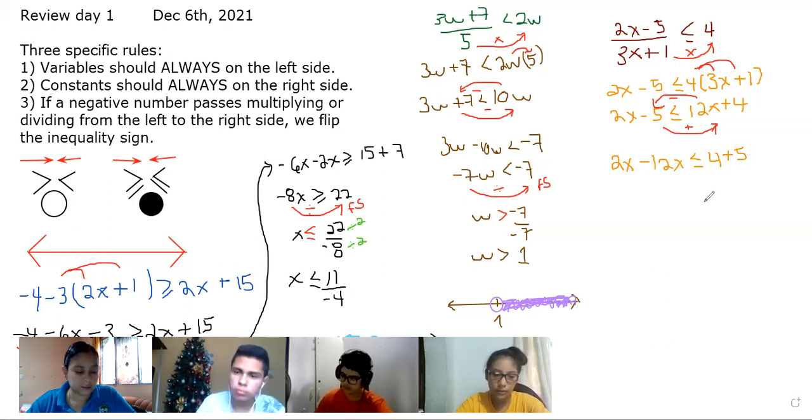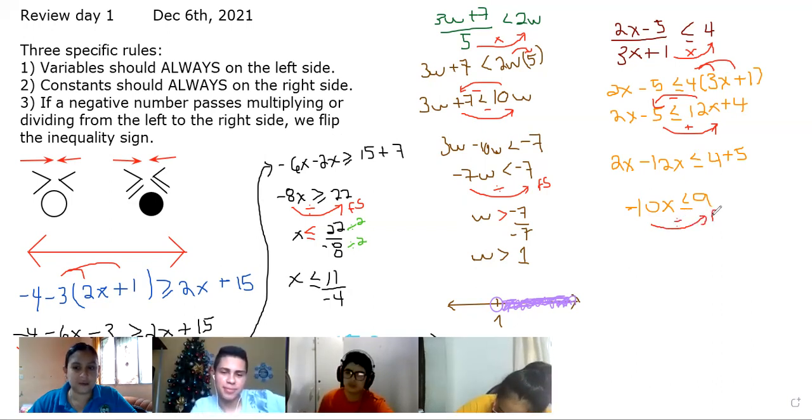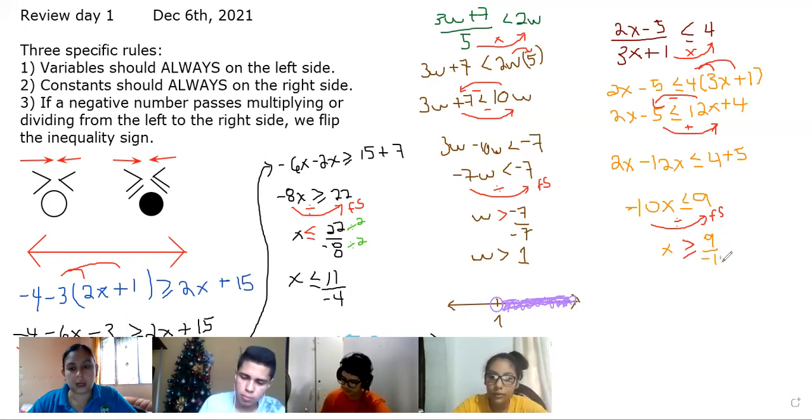2x minus 12x, negative 10x, less than or equal, and 4 plus 5, 9. What should I do now, Daniel? Divide, move that 10x to the other side, dividing, and flip the sign because of the third rule. So it will no longer be less than or equal, it's going to be greater than or equal. And we are going to have then that x is greater than or equal to 9 over negative 10.